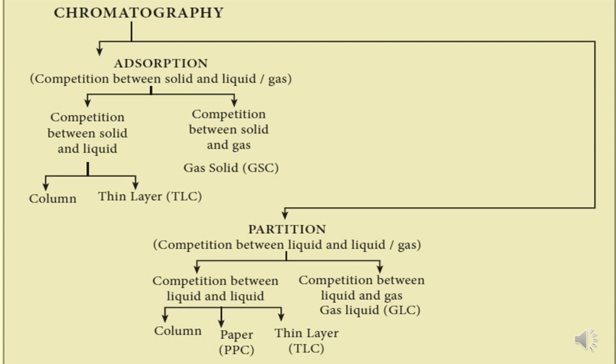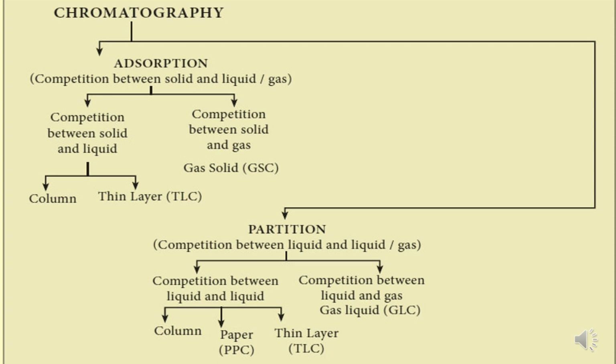Now, let's take a look at the different types of chromatography. There are many types of chromatography, each with its own specific applications. Some of the most common types include adsorption chromatography and partition chromatography. Adsorption chromatography is further classified on the basis of the combination between solid and liquid phase. It is classified as column and thin layer chromatography, and on the basis of combination between solid and gas, it's classified as gas solid chromatography.